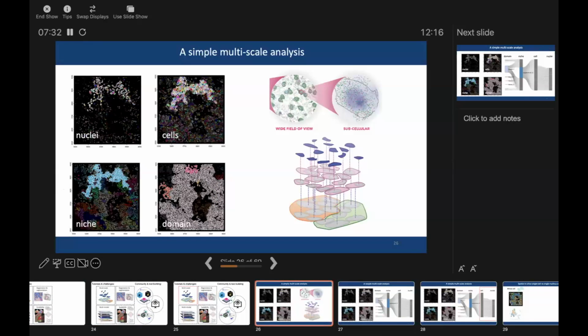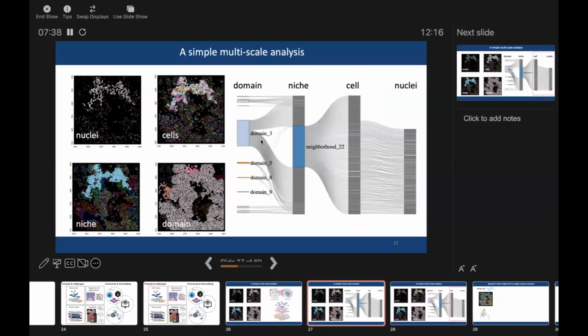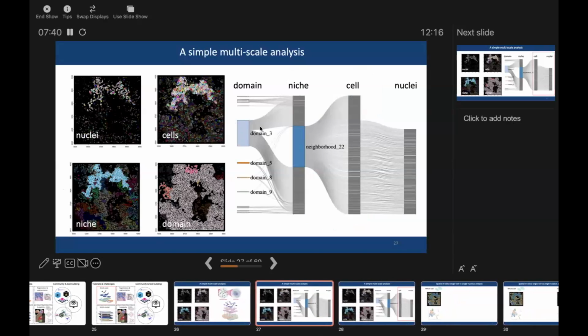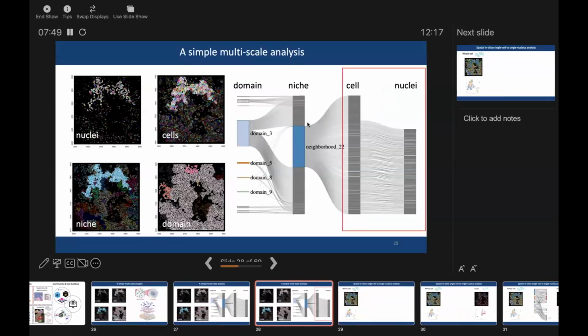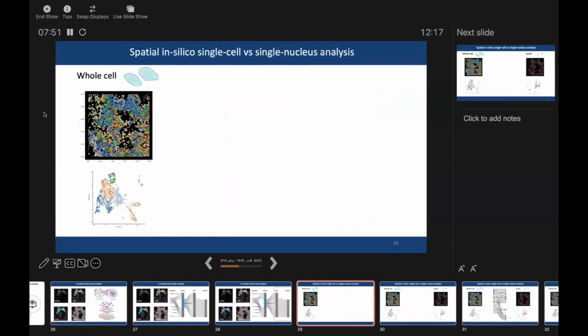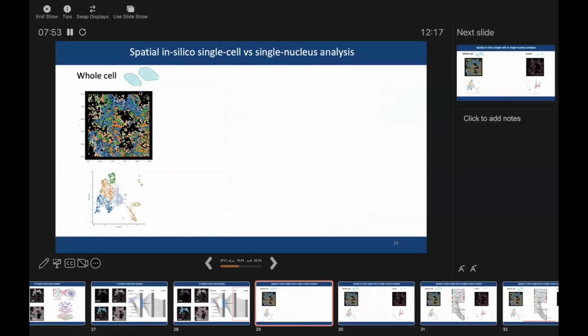For example, we can identify niches, we can identify domains, and then they have some kind of hierarchical relationship, which we can visualize. So we can visualize how that goes, where you can go from domain, niche, to cell, and nucleus. But you can do a lot more. You can extract that information, and this is a very straightforward analysis, and you can identify, for example, you can assign the individual transcripts to the whole cell.